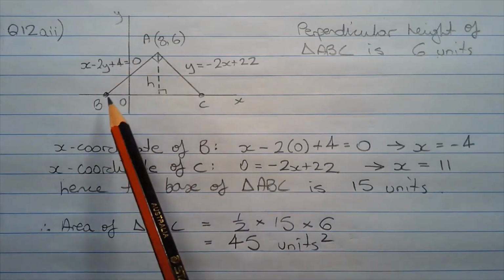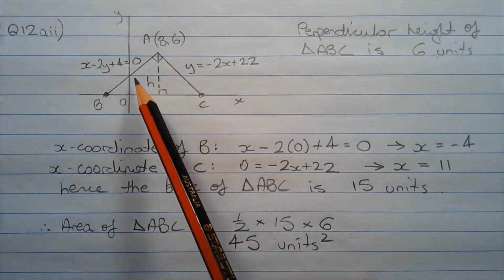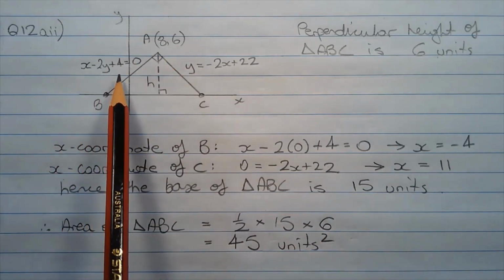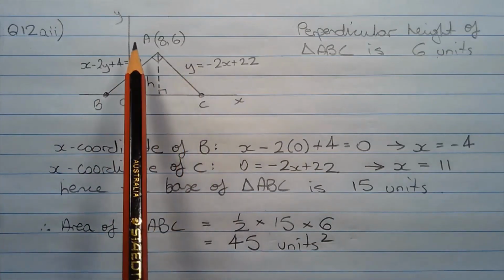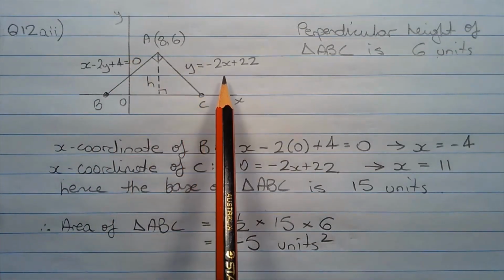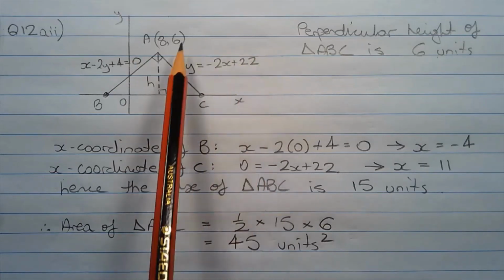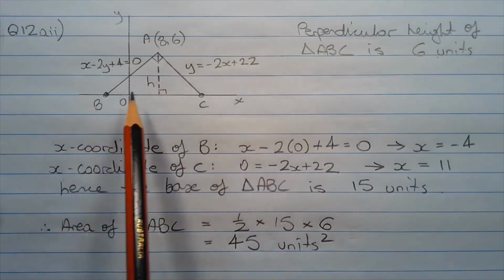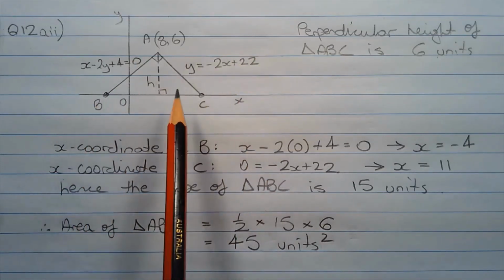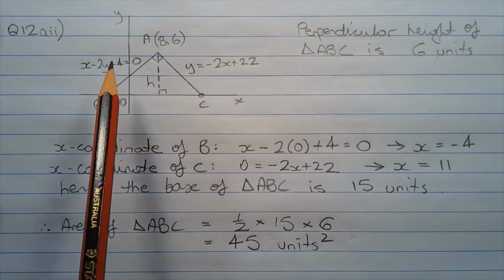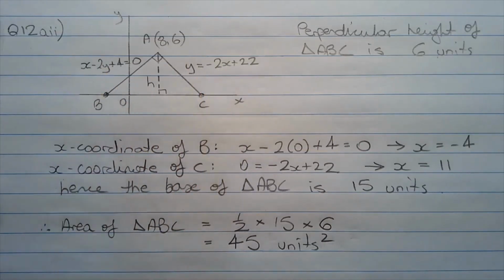Now the equation of AB, or line L, is x minus 2y plus 4 equals 0, and the equation of AC is y equals -2x plus 22, which was found in part 1. So to find the x-coordinates of point B and C, we substitute y equals 0 into both of these equations and then solve for x.